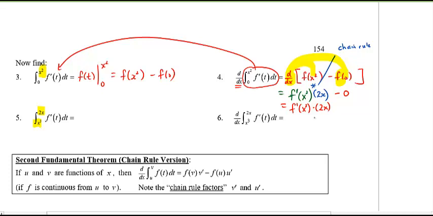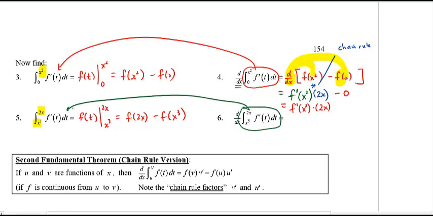Okay, number 5. Yes, same kind of idea. So the integral, of course, is just the function f of t. This time I'm plugging in 2x and x cubed, so I get f of 2x minus f of x cubed. And look at number 6. It's the derivative of, yeah, the exact same thing as number 5.